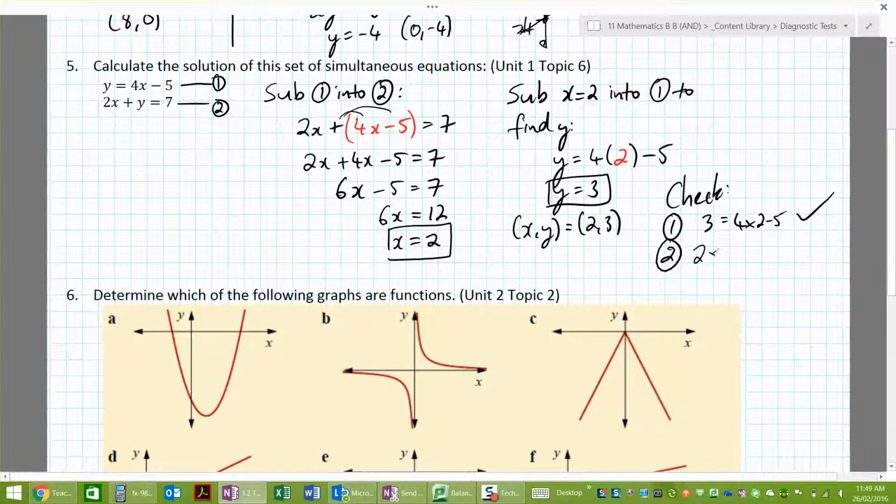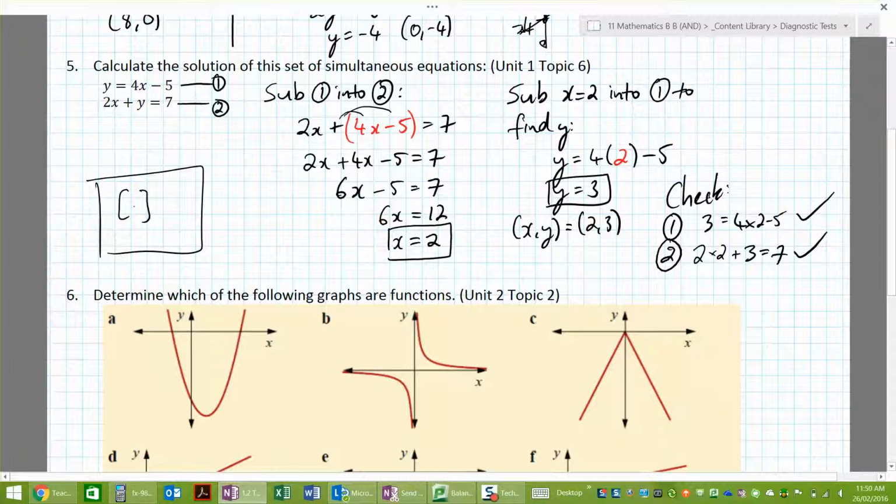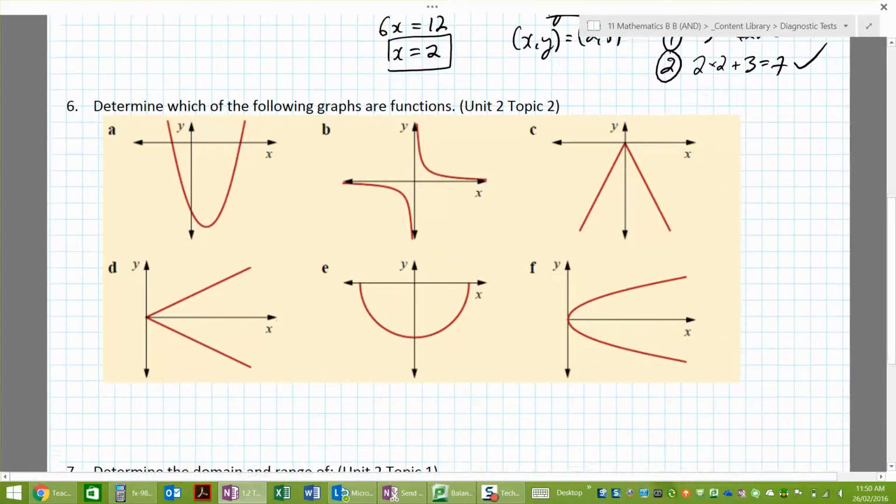Check it into equation 2. I'll have 2 times 2 plus 3 equals 7. That's all good as well. And make sure you check it. If you check on a graphics calculator, just show what the calculator output looks like. So draw a picture of what your graph looks like and the intersection point, whichever method you use. But you should really be checking your solutions anyway to make sure it's correct.